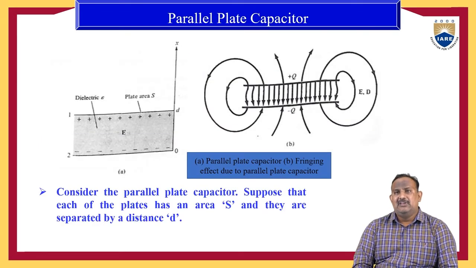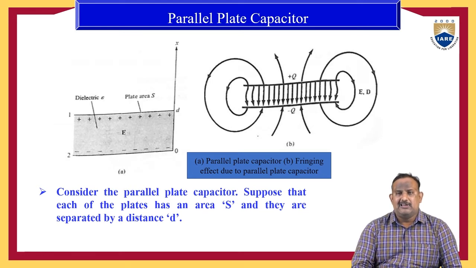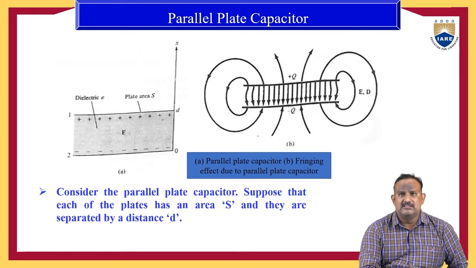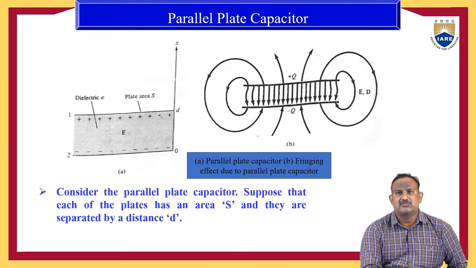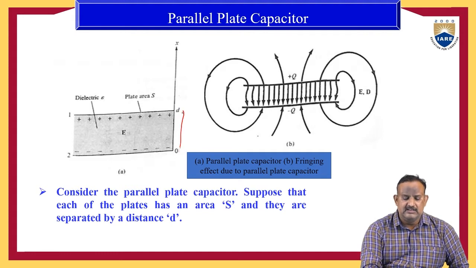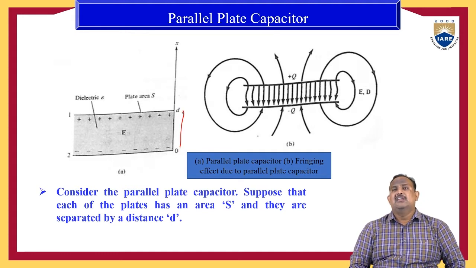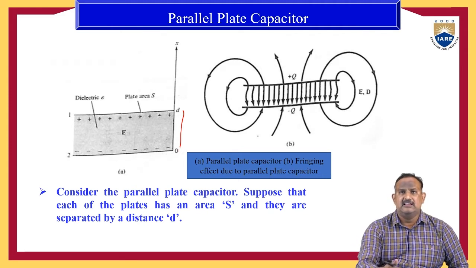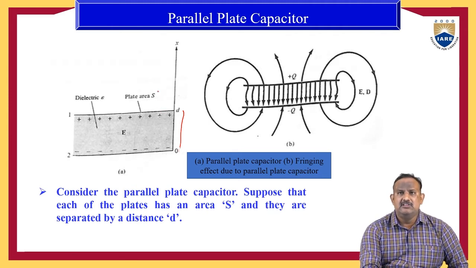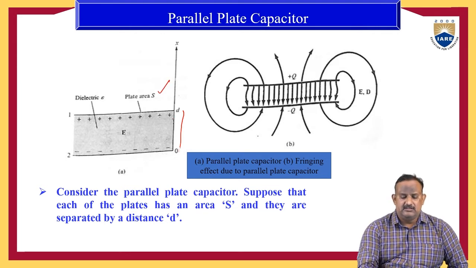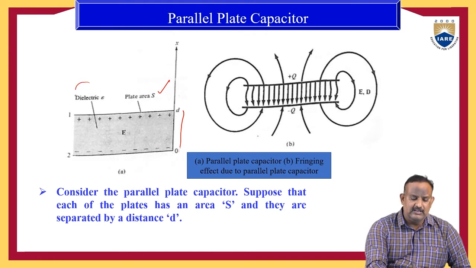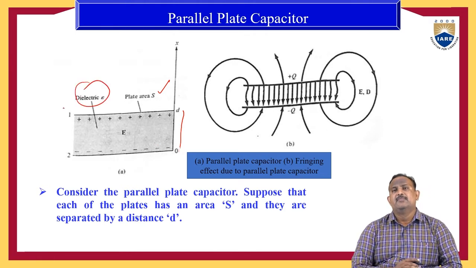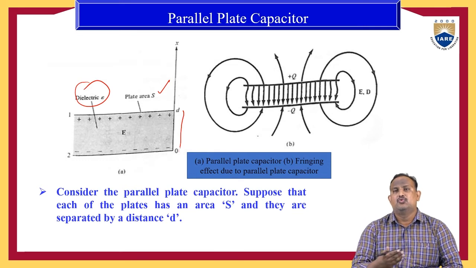First one is the parallel plate capacitor. If you assume a parallel plate capacitor, there are two plates. Let us assume one has the positive charge, the other has the negative charge, and the distance between the two plates is d. Assume the two parallel plates are along the x-axis, each plate has area S, and the space between the two plates is filled with a dielectric medium of permittivity epsilon.